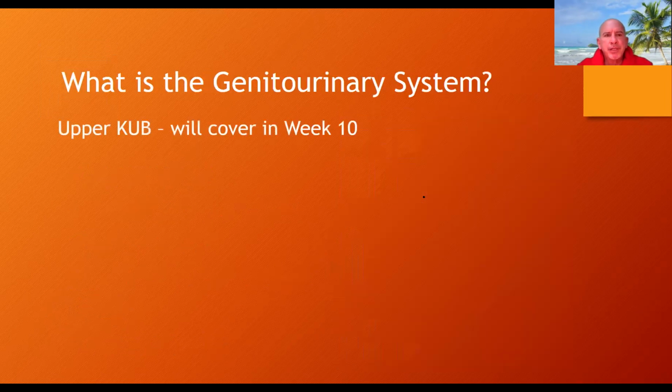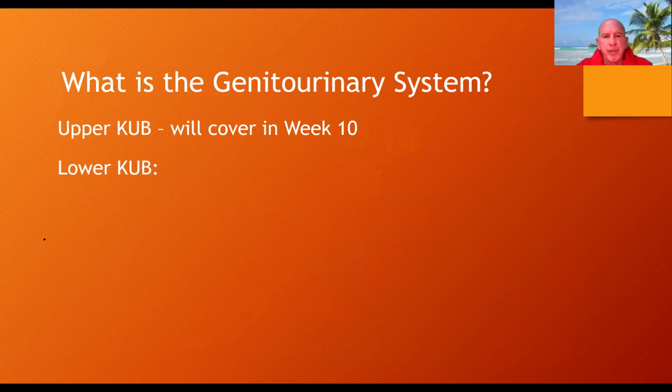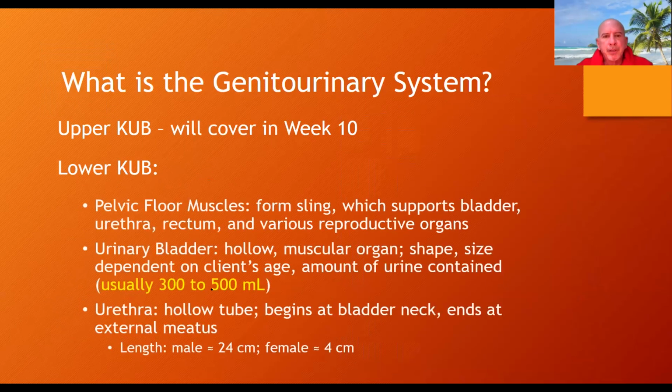Like I said, we're going to cover the upper part in week 10. But the lower part consists of the pelvic floor, and that's a sling which supports the bladder. If we go back up here a second, there is a sling along here, a tissue. I know my mother had a problem with a fallen bladder. You may have heard of that before, and that's where that sling doesn't hold that stuff up and it kind of drops. It's kind of like a hernia. But that is one part of the genitourinary system, the pelvic floor muscle.